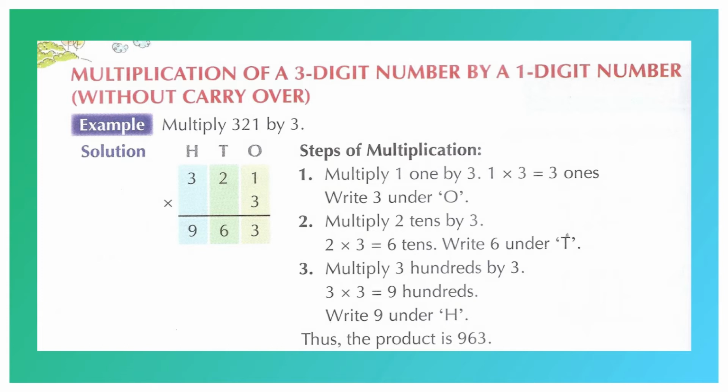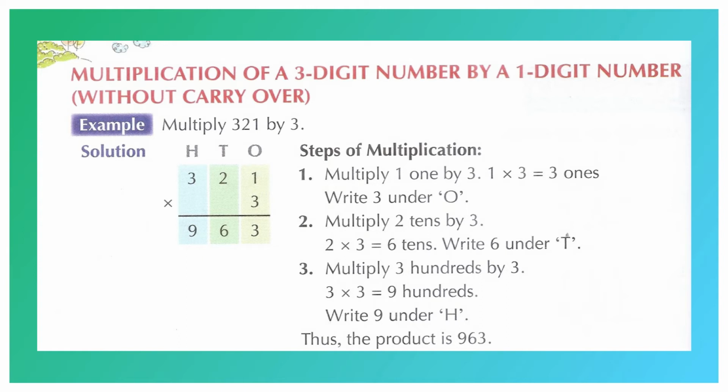It is multiplied by a 1-digit number, that is 3. 3 we write in the ones column. We start multiplying from the ones place value. 1 is multiplied by 3. 1 3s are 3. 3 we write in the ones column. Then 2 is written in the tens column, so we multiply 2 by 3. Diagonally we have to multiply. 2 3s are 6. 6 we write in the tens column.